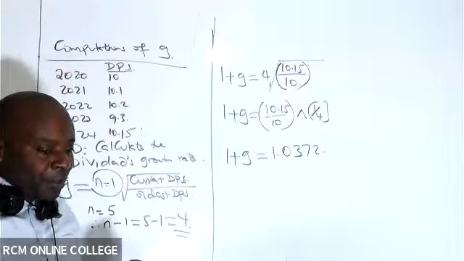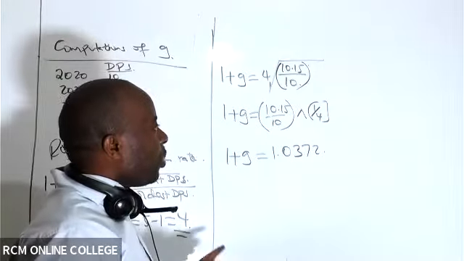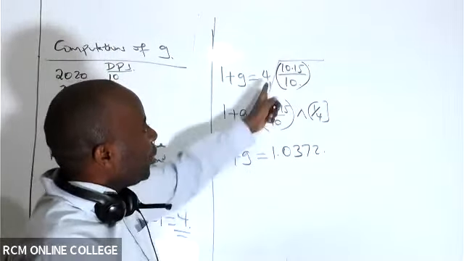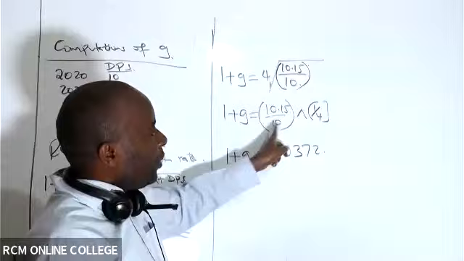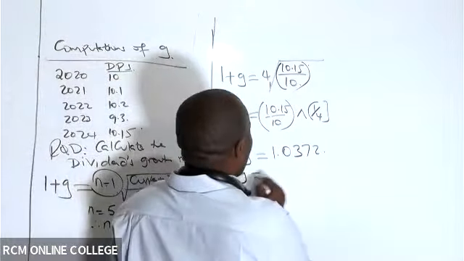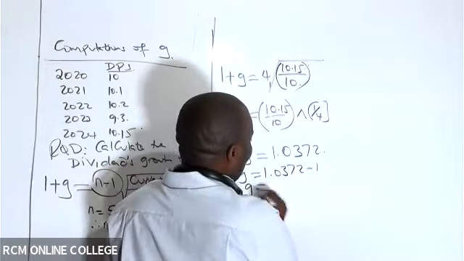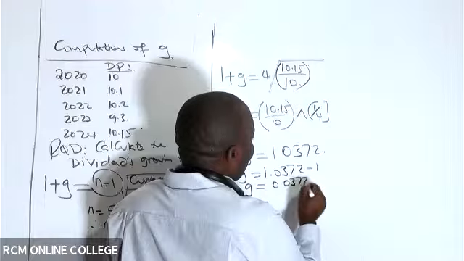Will it end up giving us 1.0? Correct. Thank you so much. So now in this case, the ball is in your court. When they tell you 10th root here, then you know very well it will be raised to 1 over 10. So then therefore, my G will be 1.0372 minus 1. So my G will be equal to 0.0372.